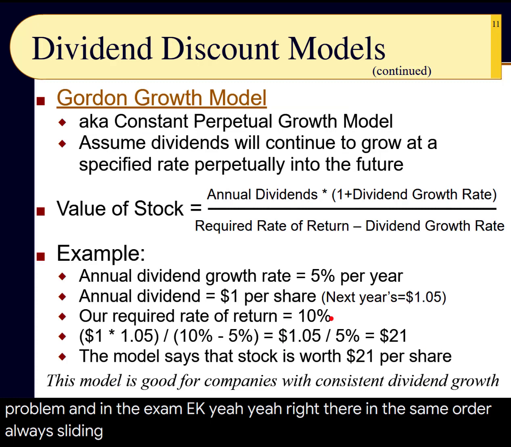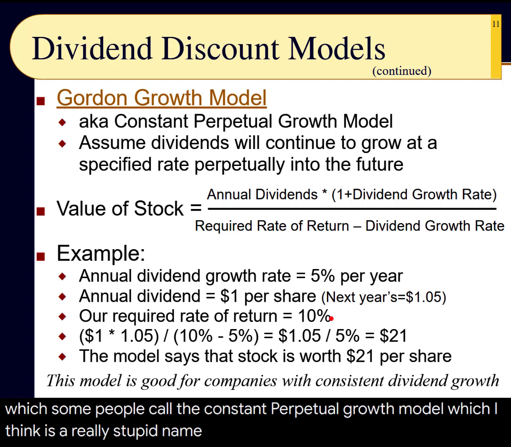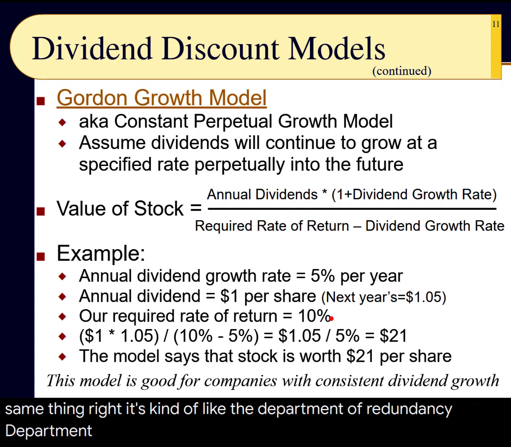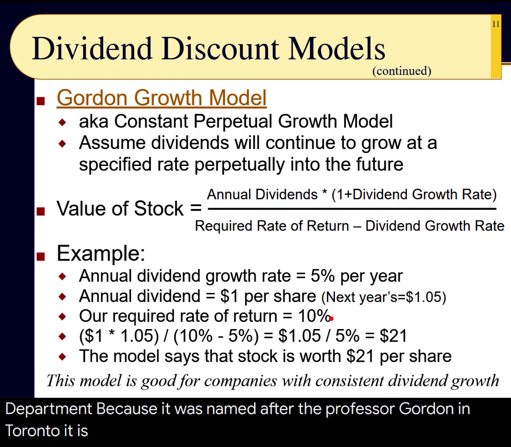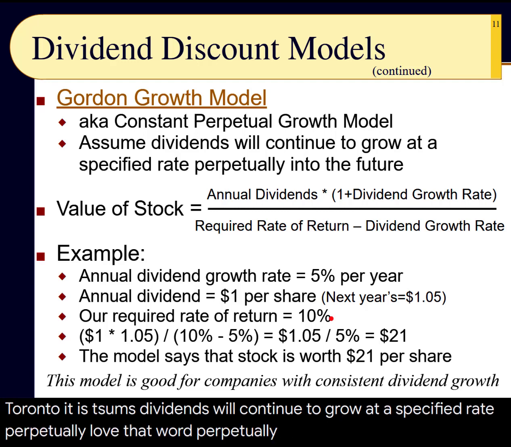Slide number 11. Now, the very famous Gordon growth model, which some people call the constant perpetual growth model, which I think is a really stupid name. Constant perpetual. Don't they mean the same thing, right? It's kind of like the Department of Redundancy Department. Whatever, we're going to use the term Gordon growth model because it was named after the Professor Gordon in Toronto. It assumes dividends will continue to grow at a specified rate perpetually. Love that word, perpetually, into the future.